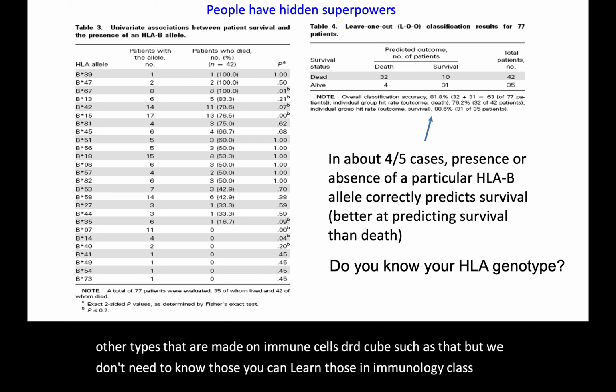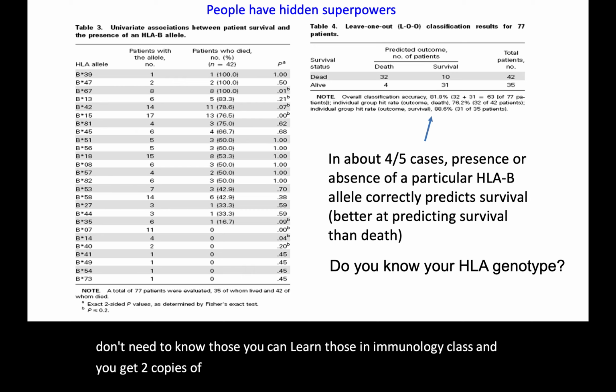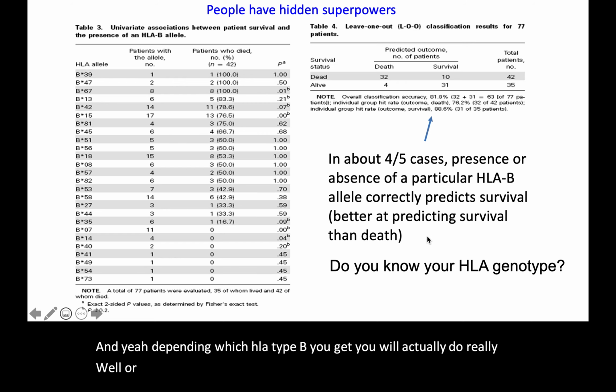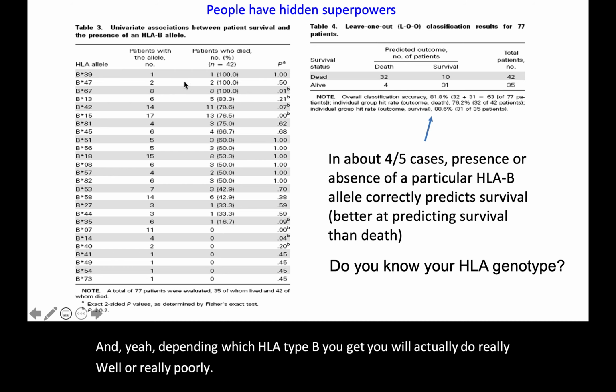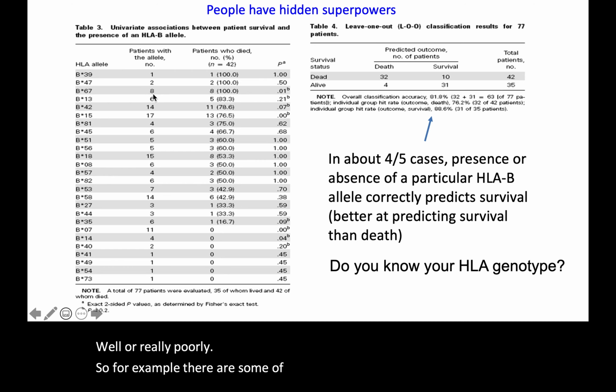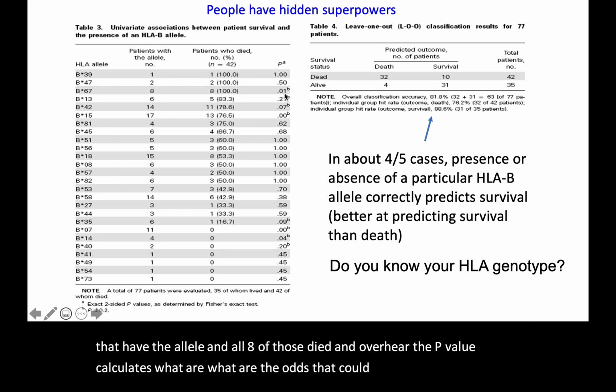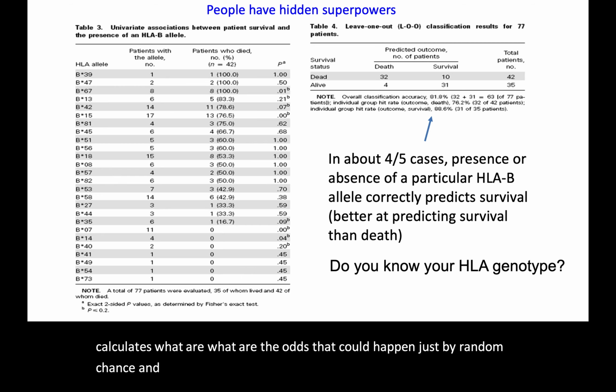And you get 2 copies of HLA-A, one from your mom, one from your dad. Same thing with HLA-B and HLA-C. And yeah, depending which HLA type B you get, you will actually do really well or really poorly. So, for example, there are some of these alleles where you had 8 patients that had the allele and all 8 of those died. And over here, the p-value calculates what are the odds that could happen just by random chance. And the answer is about a 1% chance that would be a random occurrence.